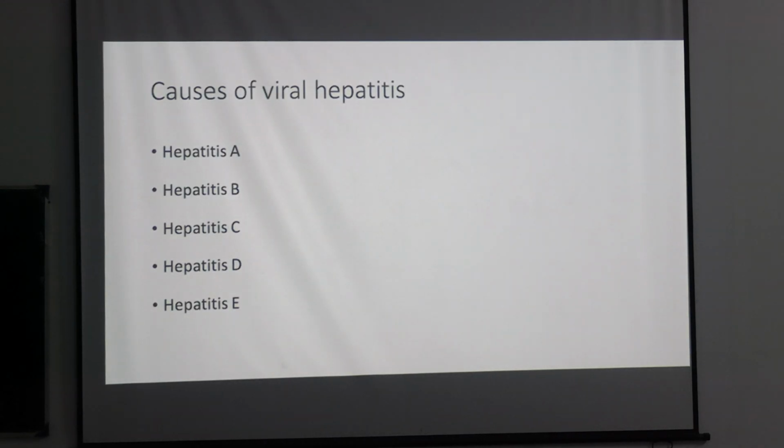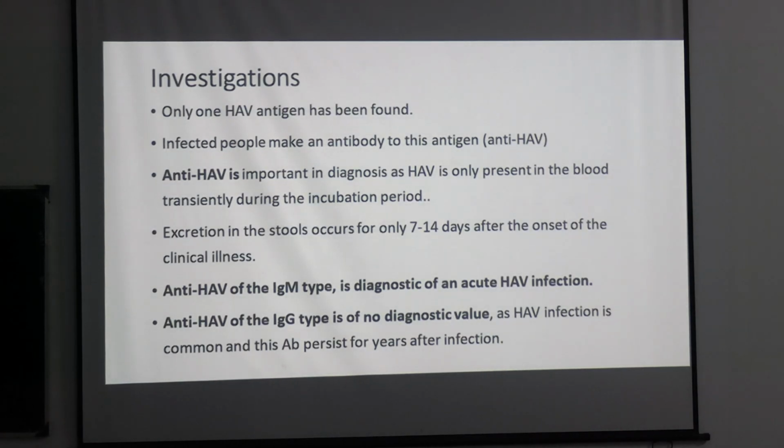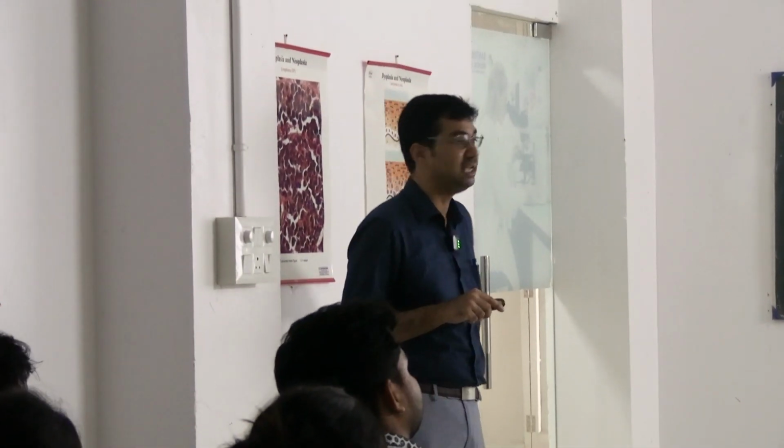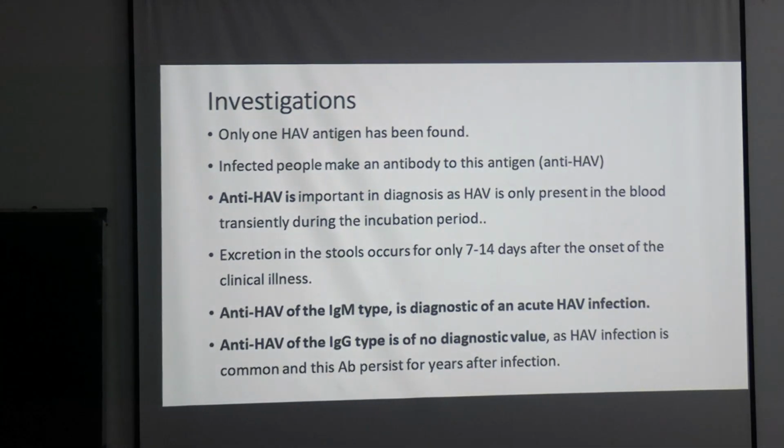Causes of viral hepatitis: hepatitis A, B, C, D, E. Hepatitis A belongs to the picornavirus group of enterovirus, spread by fecal oral route. Investigation: anti-HAV is important in diagnosis as HAV is only present in the blood transiently during the incubation period. Excretion in the stool occurs for only 7 to 14 days after onset of clinical illness.